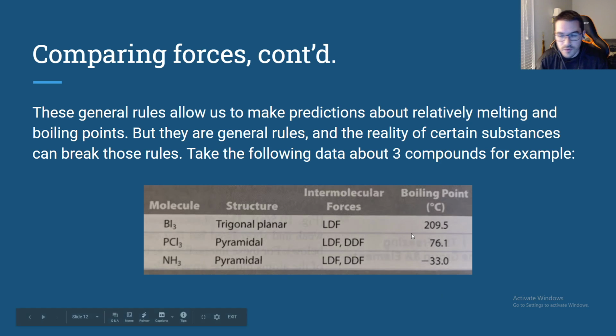So let's look at these three examples here. The first molecule is BI3. First of all, this breaks the octet rule, right? Boron is capable of doing that. We have a trigonal planar structure, okay?